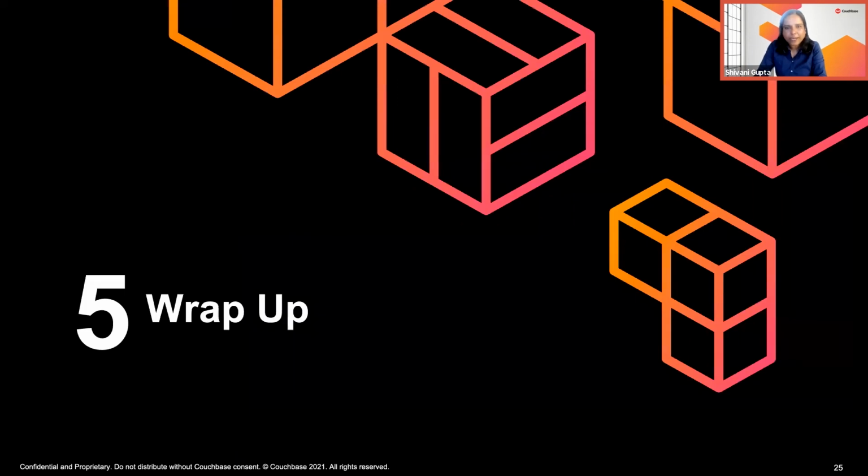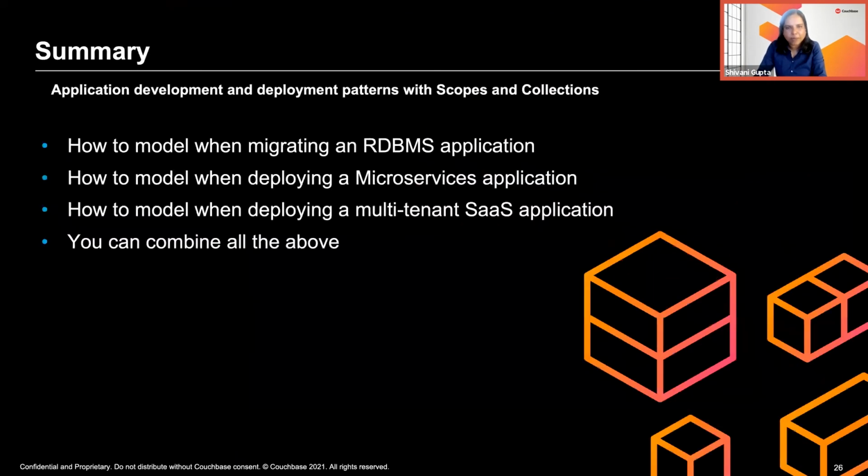So with that, I would like to wrap up by summarizing what we've talked about in this session today. We talked about application development and deployment patterns with scopes and collections. First, we looked at how you can model when migrating an RDBMS application. Next, we talked about how you can model when deploying a microservices-based application. And thirdly, we looked at how you can model when deploying a multi-tenant software as a service application.